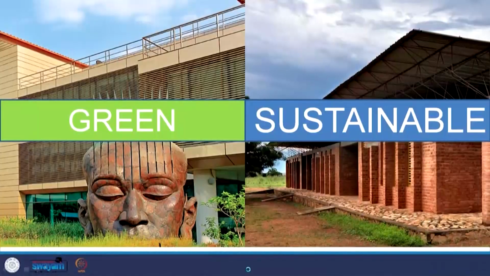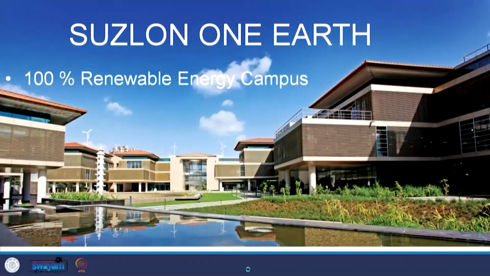Now, when I repeatedly talk about this difference between green and sustainable, let me clarify it by taking an example, one which is a certified green building and a very highly acclaimed green building versus a sustainable building. So, let us start with this green building. The example that I have taken is of Suzlon One Earth. Now, this campus, Suzlon One Earth, which is designed by Christopher Charles Benninger, is also a green certified building.